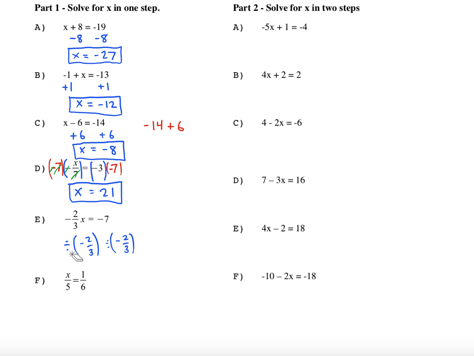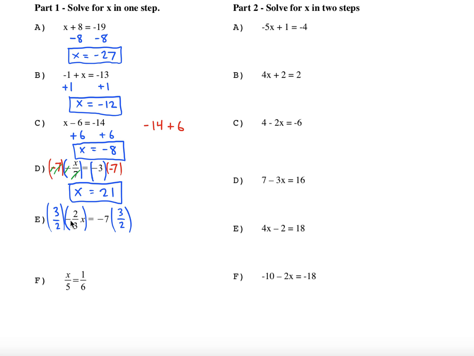Instead of writing my division down below, I'm going to multiply my fraction here by what is called the reciprocal, 3 over 2, on both sides.